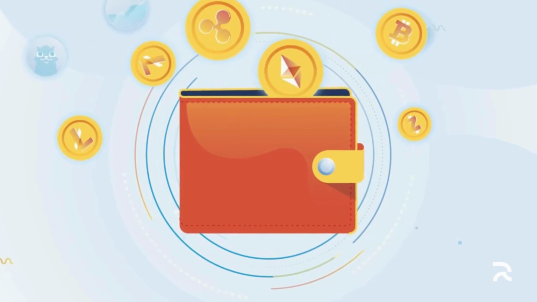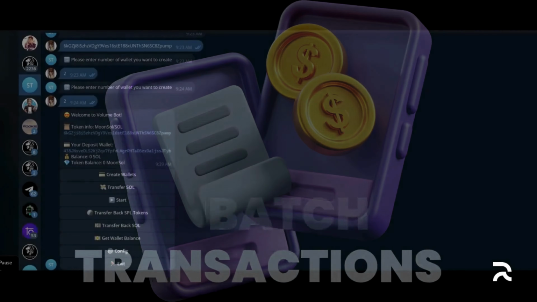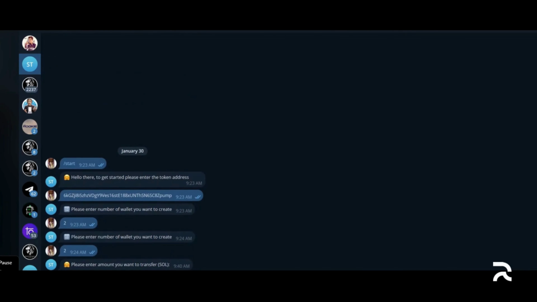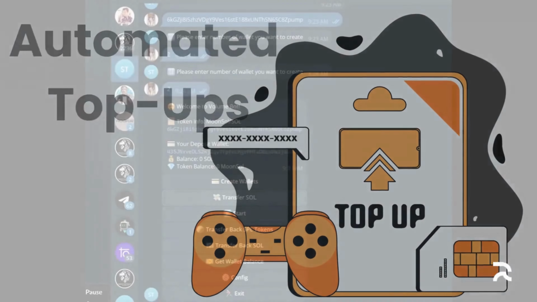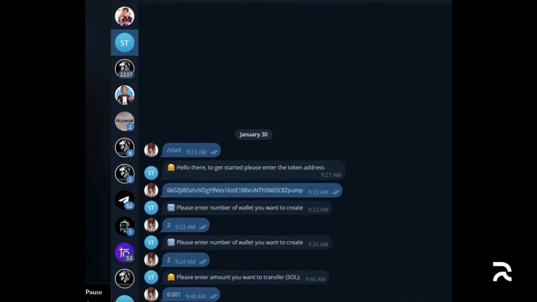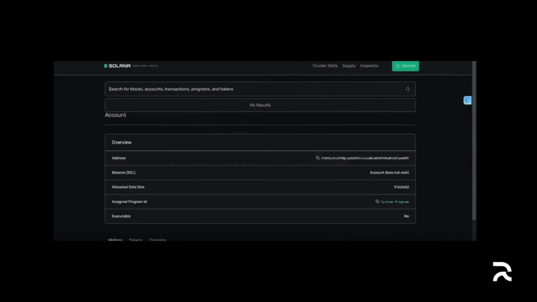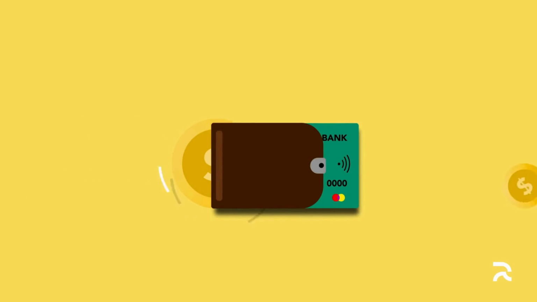Once the wallets are created, we need to fund them. Here's how our bot handles fund transfers. Batch transactions. The bot consolidates SOL or USDC from a master wallet and distributes it to multiple wallets in batches. Automated top-ups. If a wallet balance drops below a threshold, the bot auto-funds it. Gas optimization. By grouping transactions, we reduce Solana network fees. With our wallets funded, the bot is now ready to start trading and boosting volume.